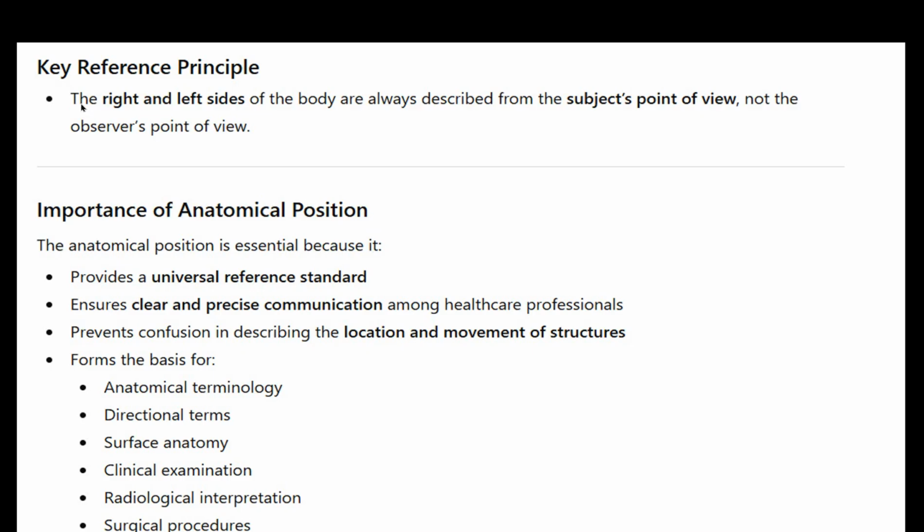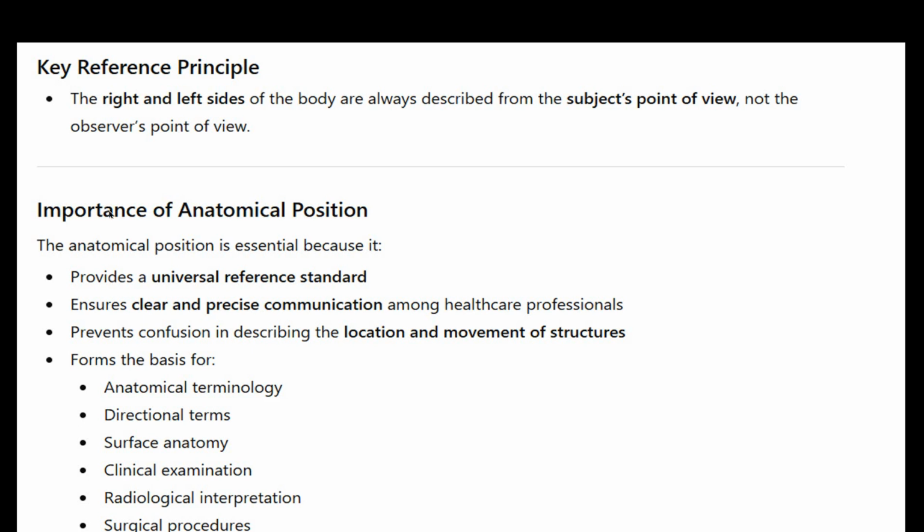Here I have noted down a very important point. The right and left sides of the body are always described from the subject's point of view, not from the observer's point of view. Why is it important? Because while preparing the anatomical description, if you consider left and right sides differently, it will totally impact your report, right? That's why it is always fixed that the right and left sides of the body are described from the subject's point of view, not from the observer's point of view.